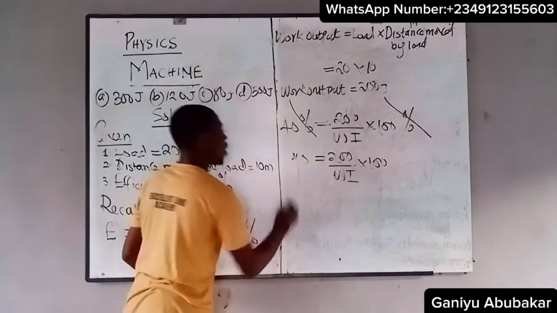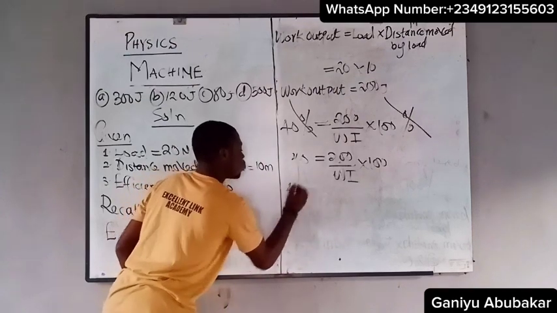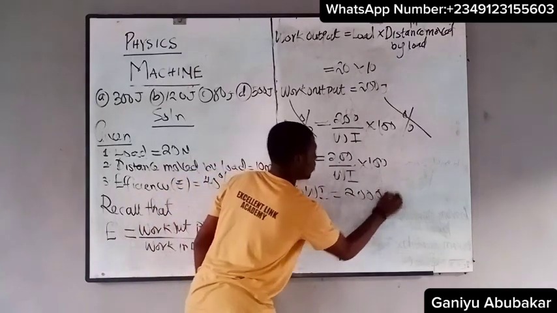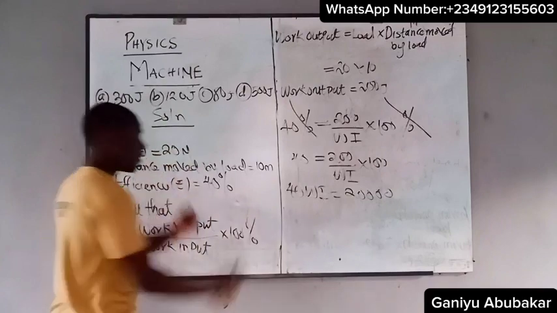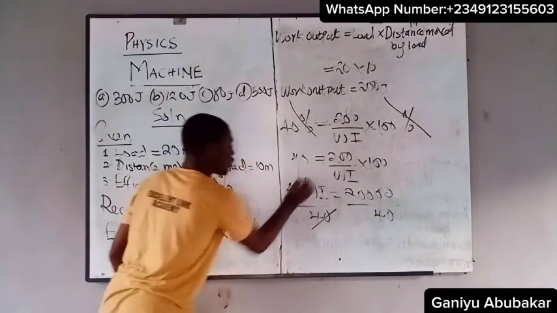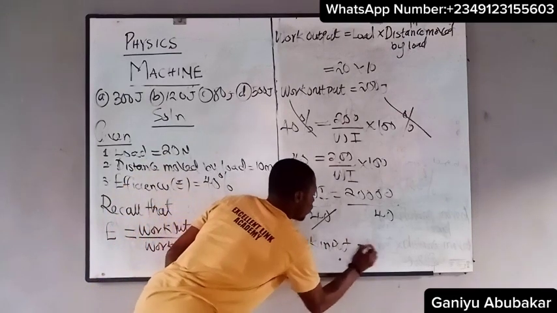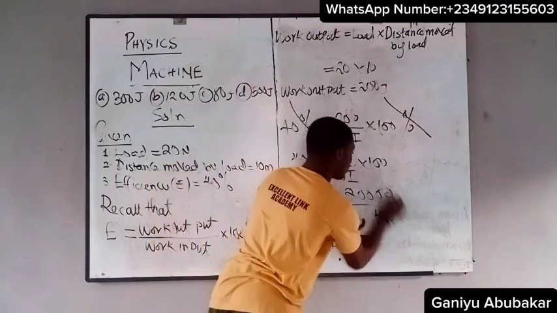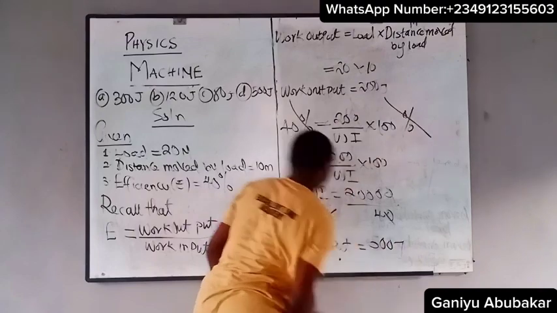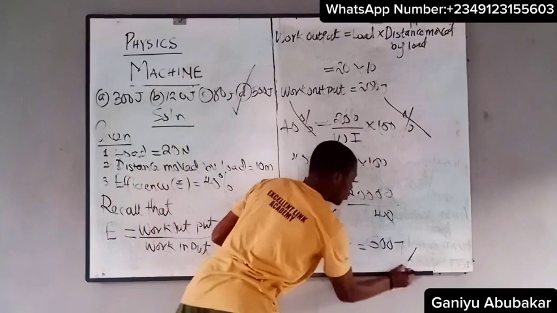Multiply these two, I'll have work input. I'll have 40 times work input is equal to this, 20,000, right? So divided by 40. What do I get? 40 cancels this. What's my work input? Work input is equal to 500 joules. So of course my answer here is option D, 500 joule.